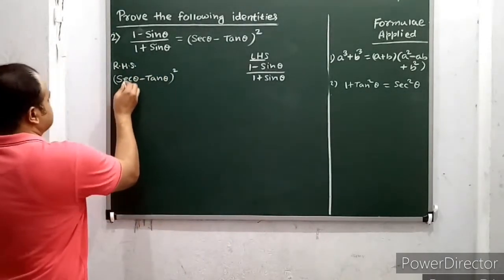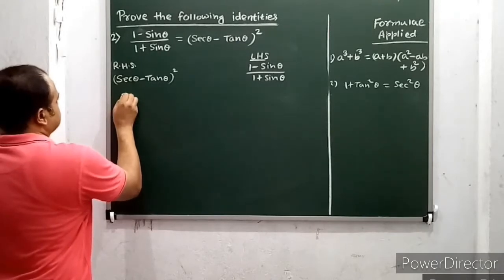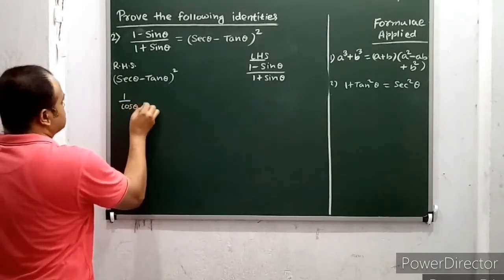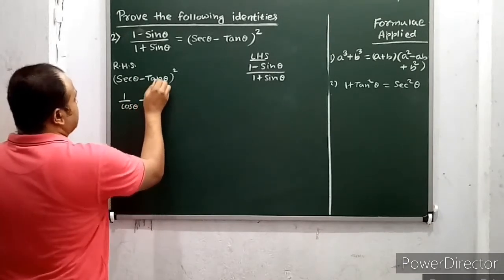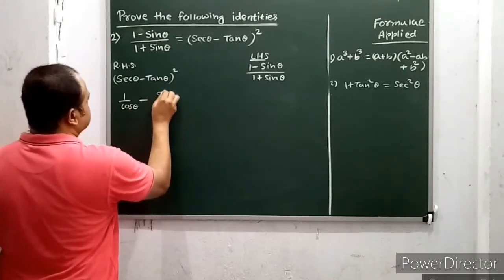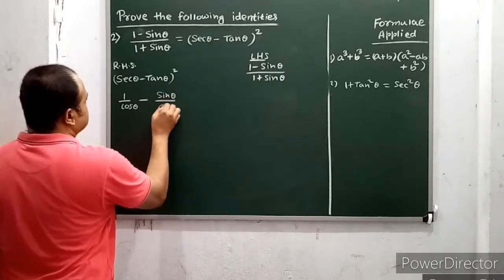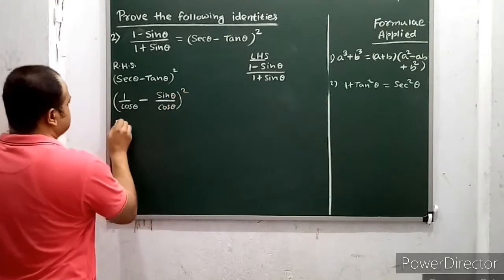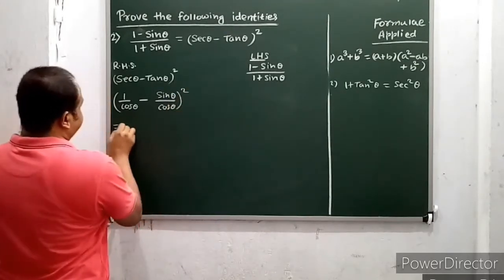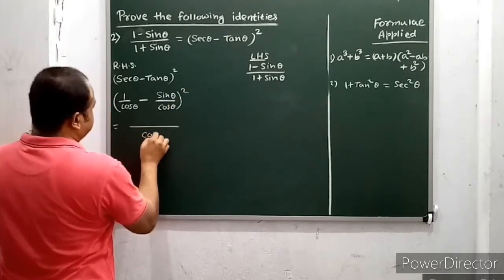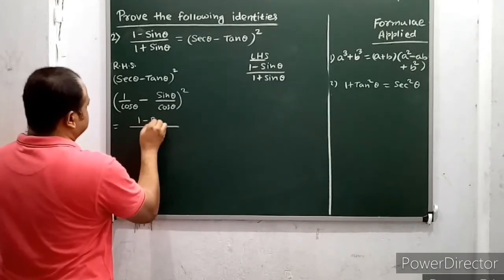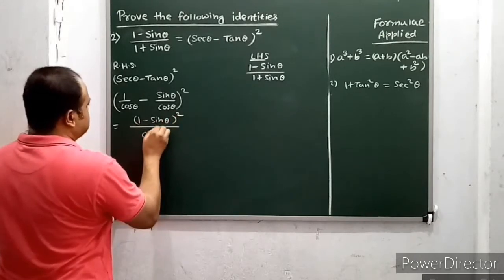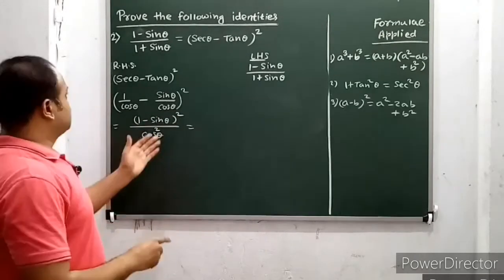Now see here, sec theta we can write 1 by cos theta, and tan theta we can write sin theta by cos theta. Now you keep the bracket as it is. Now you take the LCM. It is getting square, cos square here.